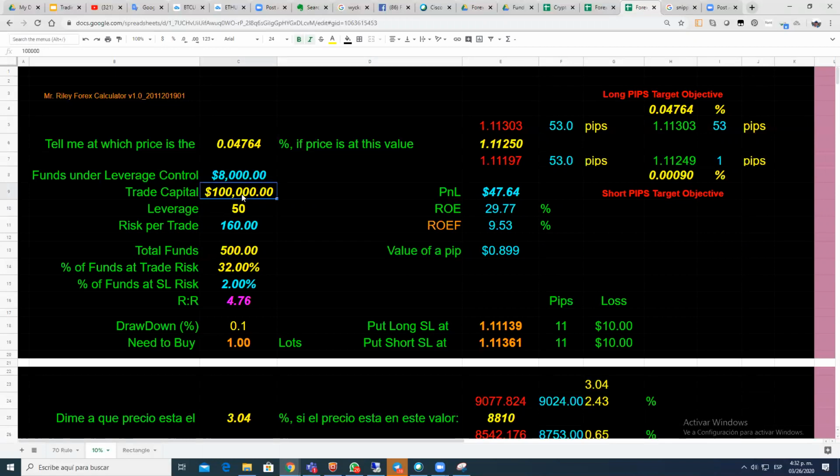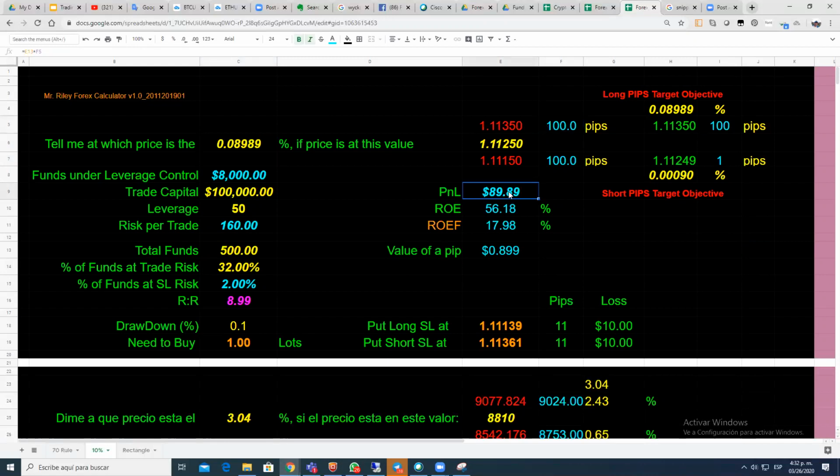There you have it. With 100,000 put on the market, I can expect to make $47 on a 53 pip move. I'm not that kind of guy. Debra is teaching me how to make 100 pips. Okay, perfect. Let's put it right here, 100 pips, and see how the mathematics change. Let's put it over here, 0.089. Okay. Here you have it. Here are my 100 pips.